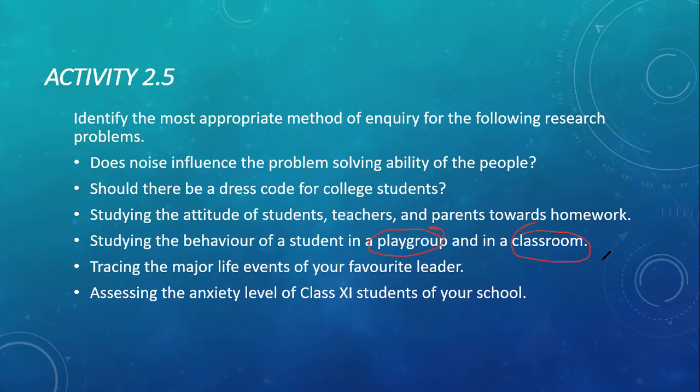Okay, studying the behavior of a student in a play group and in a classroom. Here there are two conditions, a play group and a classroom. Only one student is there and you have to deal with the behavior. Here you can do a case study method by using observation, observation in one and the other. Okay, so this is how we can decide which method is suitable.